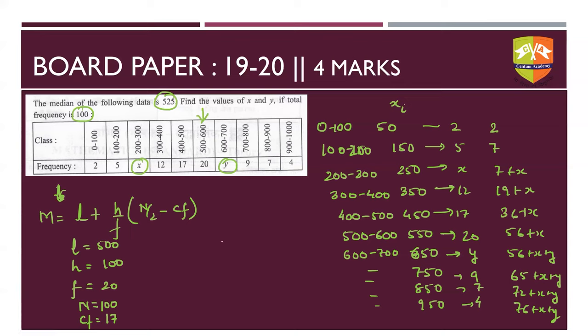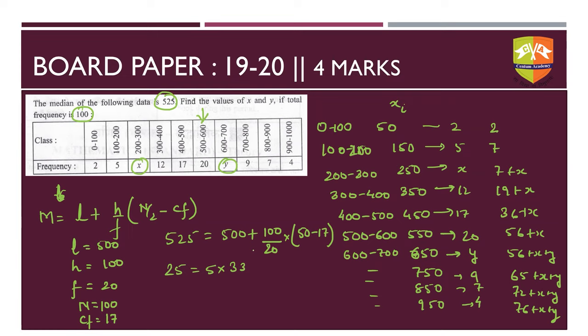Fair enough. Now the median is given. What is the value? 525. So 525 is equal to L, which is 500, plus h over f, 100 by 20, into N by 2, 50, minus CF, 17. I hope I'm doing the right calculation. So 25 is equal to 100 by 20, which is 5, into 50 minus 17, which is 33. Hey, what? Something is missing.